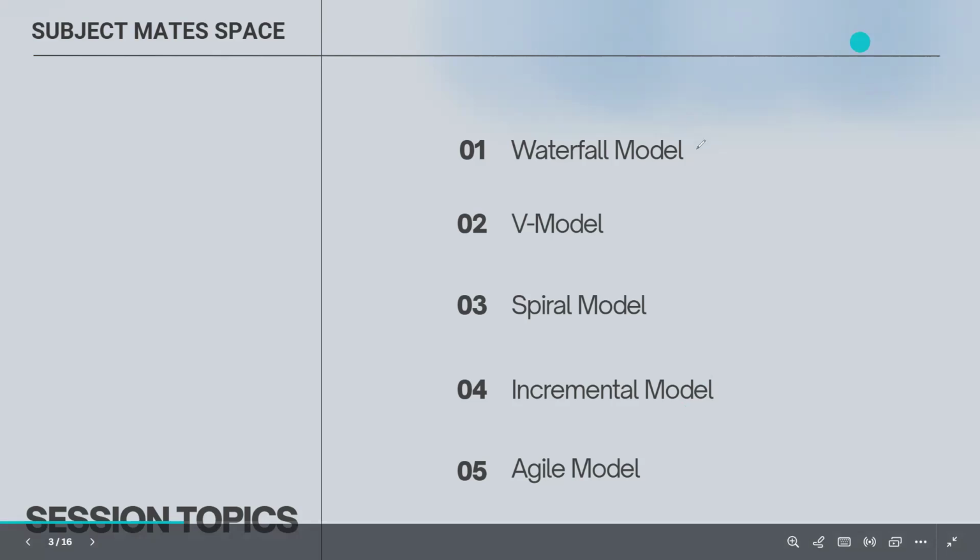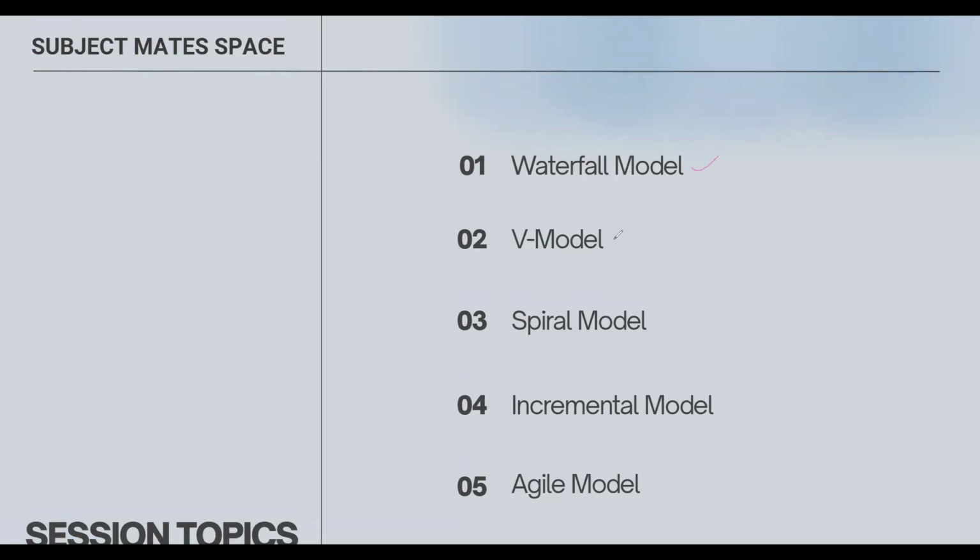So we are going to cover waterfall model, V model, spiral model, incremental model, and agile model. So these five are the most commonly used models, and especially agile model. Agile model is the most important model and the most frequent model used in the market. We are going to learn how it works and why this is the best model which most companies use.